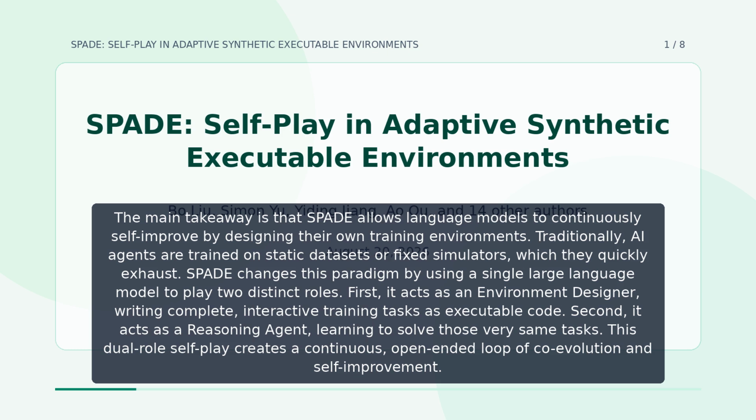First, it acts as an environment designer, writing complete, interactive training tasks as executable code. Second, it acts as a reasoning agent, learning to solve those very same tasks. This dual-role self-play creates a continuous, open-ended loop of coevolution and self-improvement.